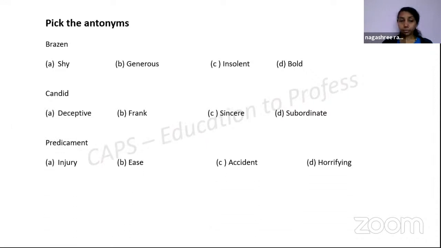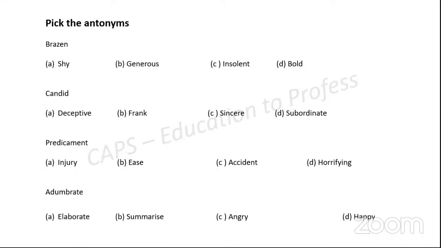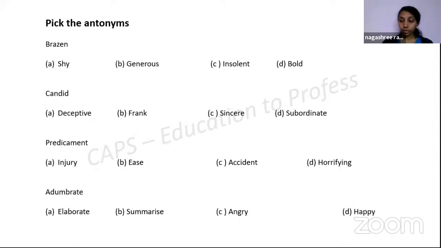Predicament. What does predicament mean? Predicament means difficult. Something hard. Exactly. So the antonym for that would be ease. Right. Adumbrate. Elaborate, summarize, angry, happy. Elaborate. Yes. So adumbrate means summarize, and the antonym for that would be elaborate.